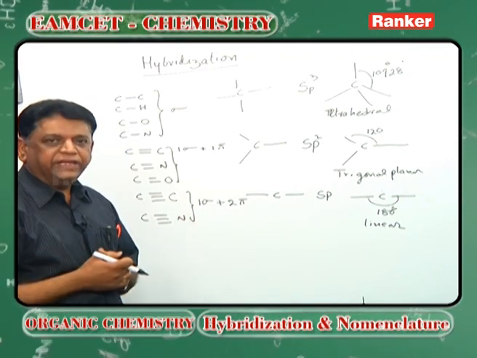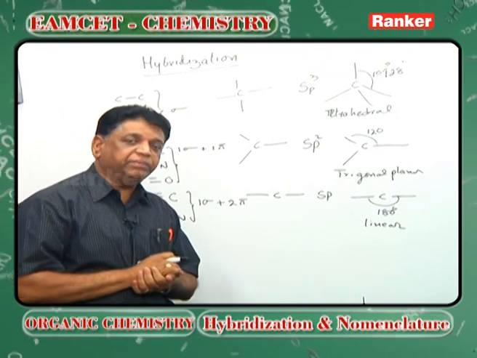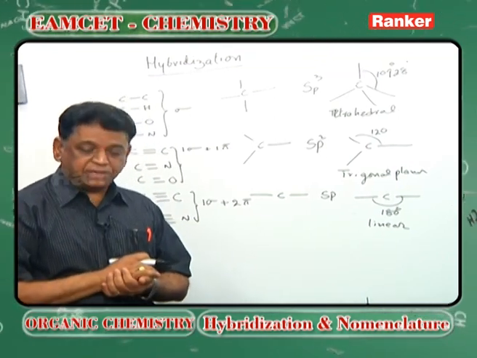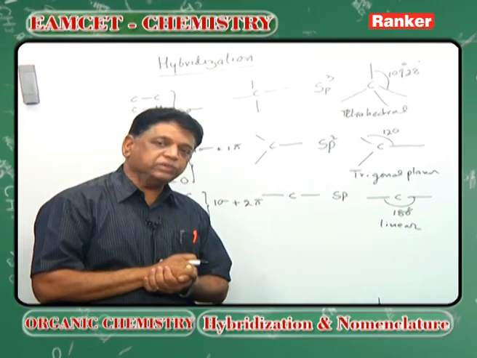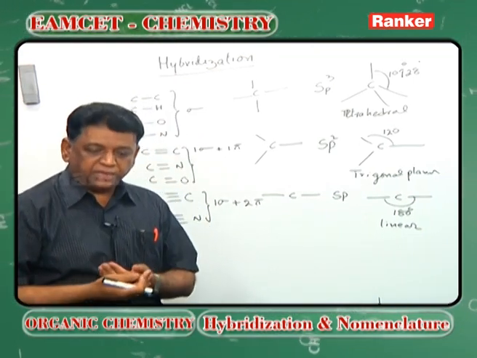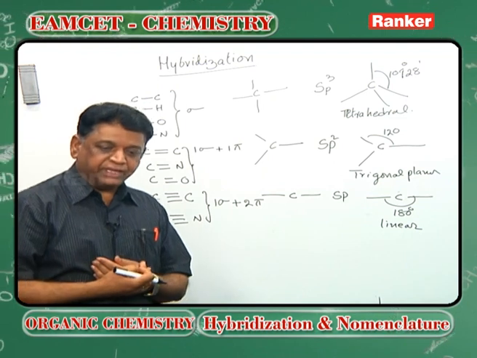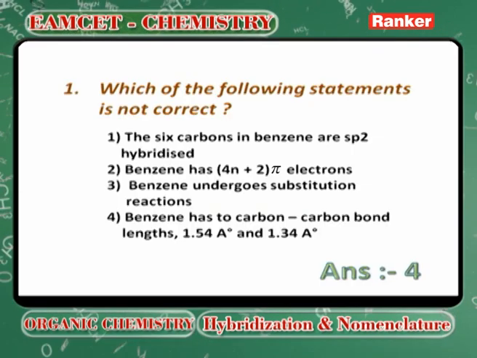Now let us go to a few questions which were asked in the previous EAMCET examinations, and after that I will give some questions which are predicted or guessed questions for the coming years. The first question: which of the following statements is not correct? It is partly mixed with the concept of the benzene topic also, but however the answer is here. See the answer 4, that benzene has carbon-carbon bond lengths of 1.54 and 1.39.